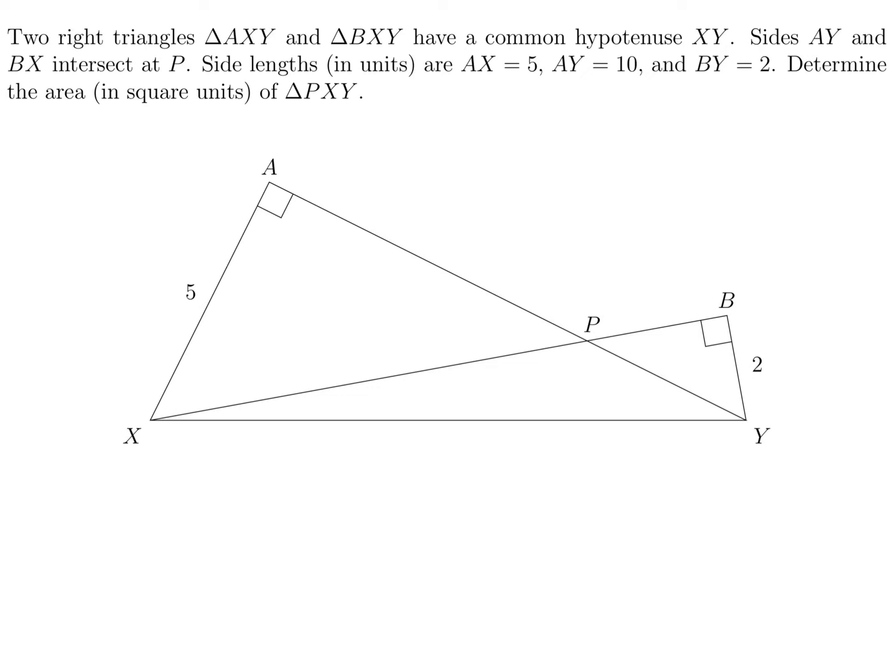Two right triangles, triangle AXY and triangle BXY, have a common hypotenuse XY. Sides AY and BX intersect at P. Side lengths in units are AX equals 5, AY equals 10, BY equals 2. Determine the area in square units of triangle PXY. Okay.